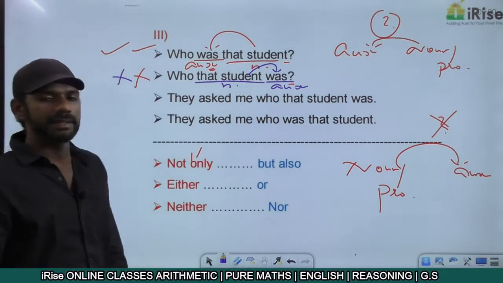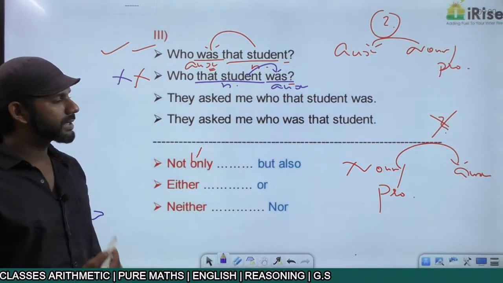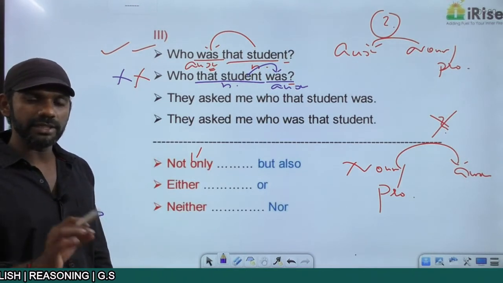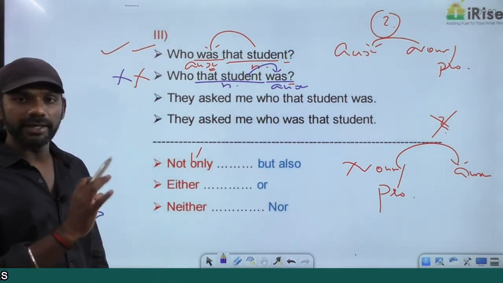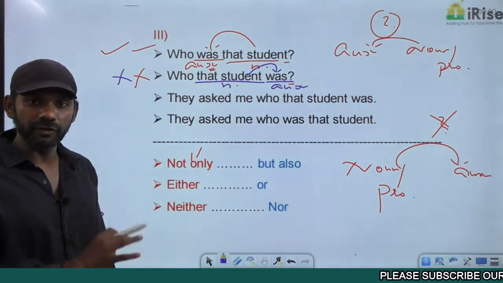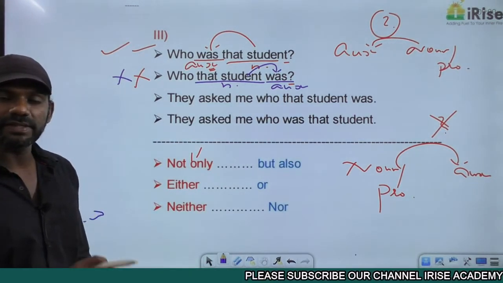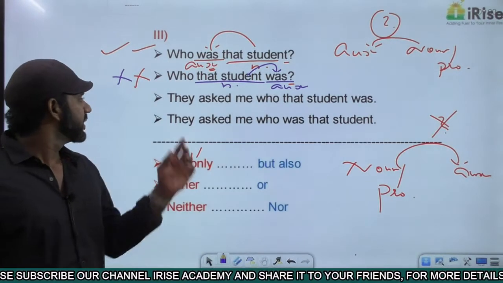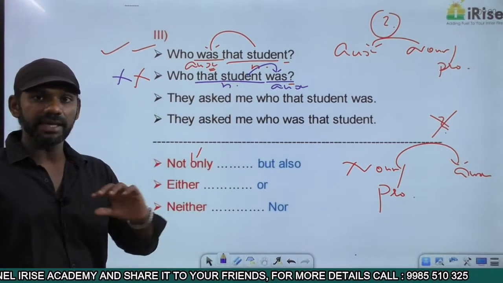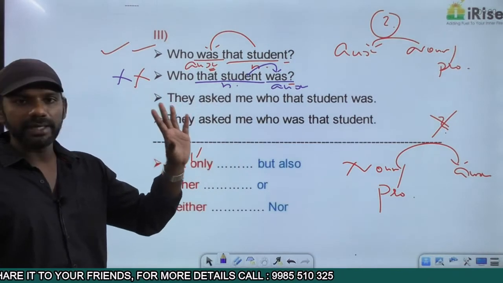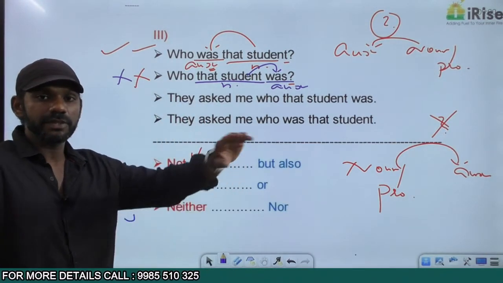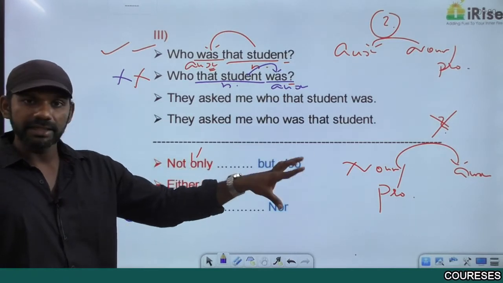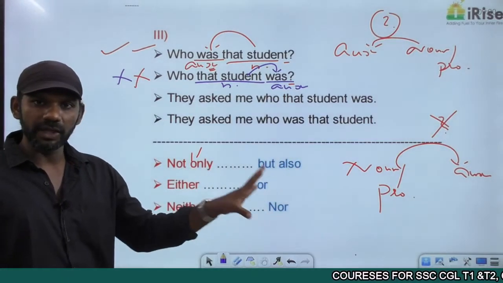Come to the next one. They asked me who that student was. Full stop. This is not interrogative. Simple reason, it is not ending with a question mark. It is ending with a full stop. Every interrogative sentence must start with a question word and must end with a question mark. This sentence is starting with they, which is not a question word. So it is not interrogative. And if it is not interrogative, the auxiliary verb must come after the noun or pronoun.